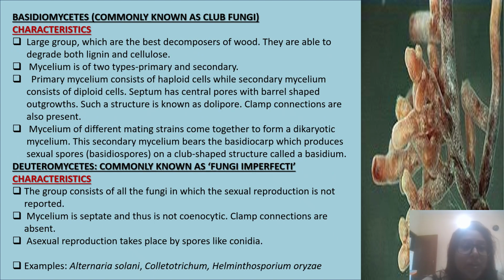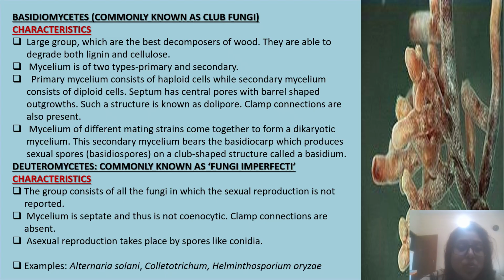Next type is Basidiomycetes, commonly known as the club fungi. Characteristics: a large group which are the best decomposers of wood. They are able to degrade both lignin and cellulose. Mycelium is of two types, primary and secondary. Primary mycelium consists of haploid cells while secondary mycelium consists of diploid cells.